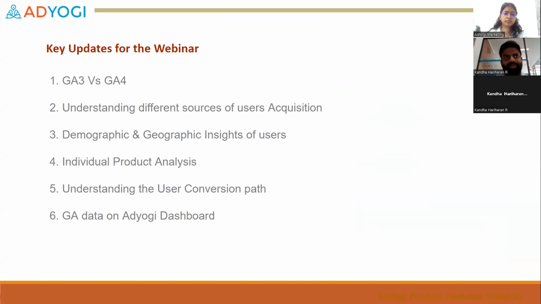And how do we look at product level analysis, say what products are selling more and what is the revenue contribution of product level data. We also look at various user conversion paths in terms of multiple touch points, what touch points a campaign is driving or a user goes through before he makes a purchase. And we also expose you to what GA level data is available in the Adyogi dashboard.